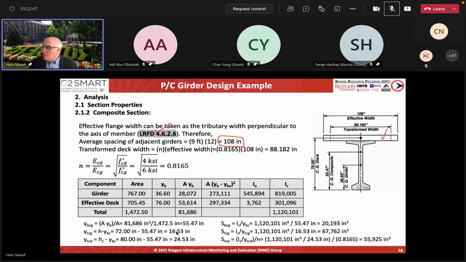You find out the modular ratio between the concrete deck and the concrete girder. You can find E, and both equations are related. E is related to the f'c, so you can come up with this 0.8. That means the depth of 108 inches, if I want to use it as concrete the same as the girder, I have to reduce it by 0.8165, and I will get 88.182.